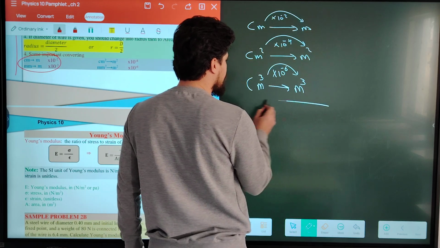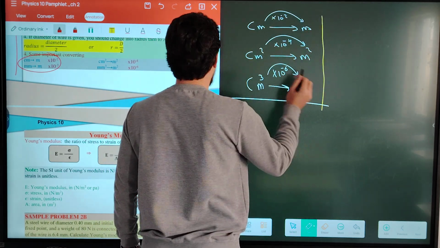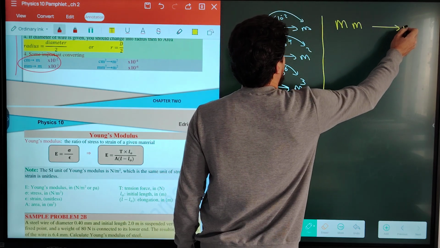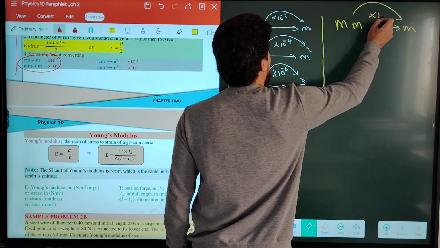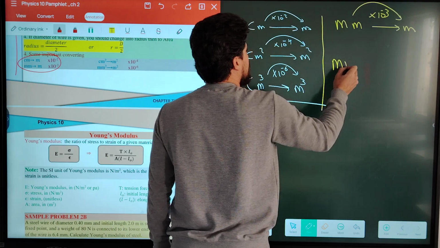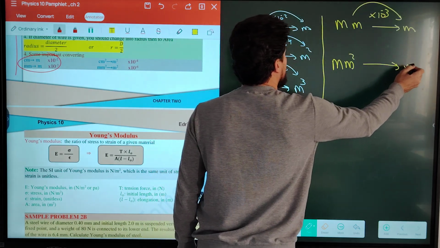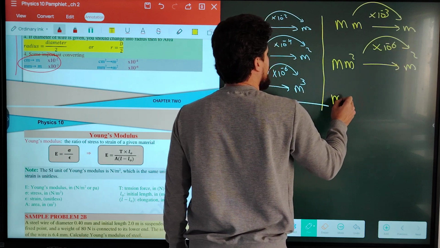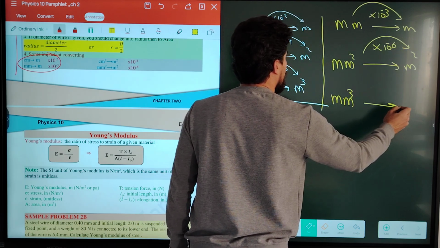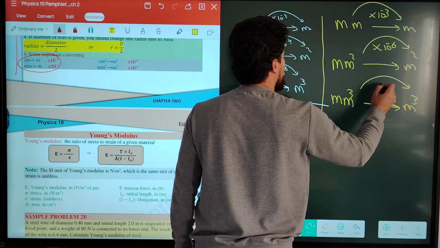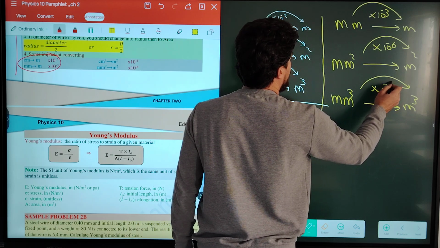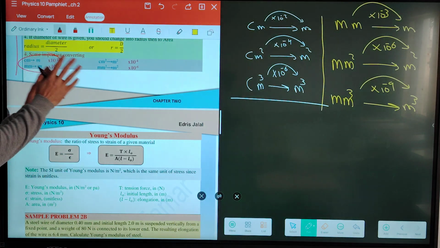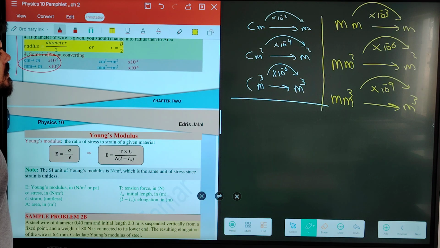And what about the millimeter? When millimeter is given, millimeter to meter, multiply by 10 power negative 3. Millimeter square to meter square, multiply by 10 power negative 6. Millimeter cube convert to meter cube, multiply by 10 power negative 9. So this is very important. You have to keep it in your mind. In this way, you can convert all the units.